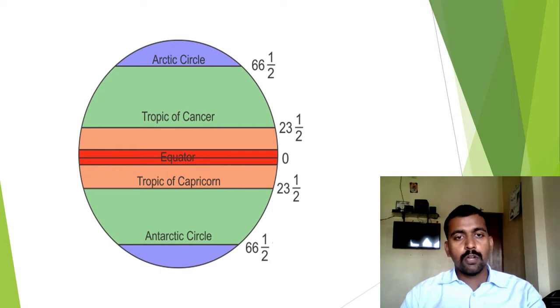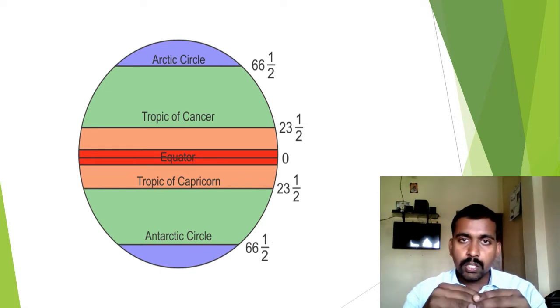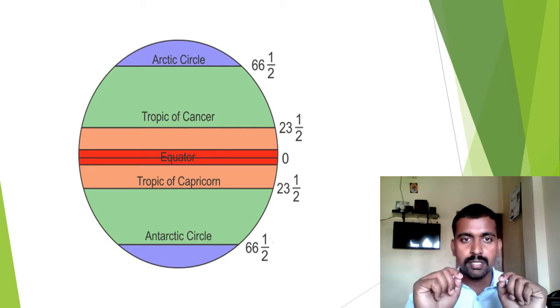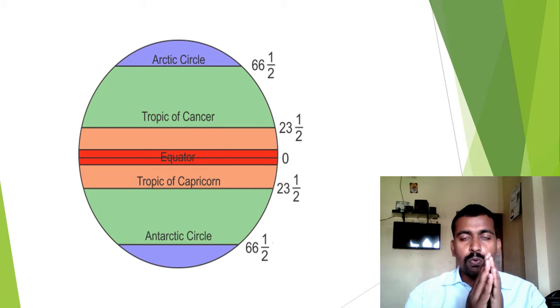First one, Tropic of Cancer. Second one, Tropic of Capricorn. From the equator, at 23 and a half degrees north and south, a line is going on. That line is known as Tropic of Cancer and Tropic of Capricorn. From the equator at an equal distance, that is 66 and a half degrees north and south, a line is going on. That line is known as Arctic Circle and Antarctic Circle. So these four lines are at equal distances from the equator. These are the important four latitude lines.